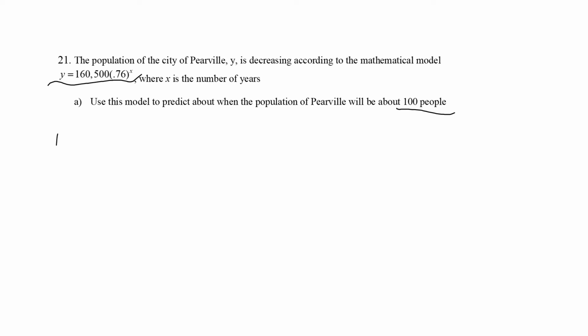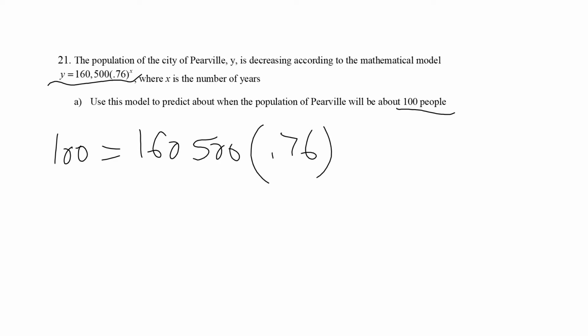So I'm going to enter that into the equation. So 100 is equal to 160,500 times 0.76 to the power x. x represents the time, the number of years. And we're solving for x. Again, this is an exponential equation because x is in the exponent, and we're going to need to bring that x down. To do so, we're going to isolate this exponential expression by dividing by 160,500.